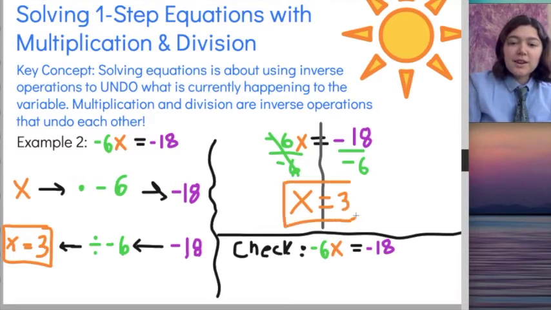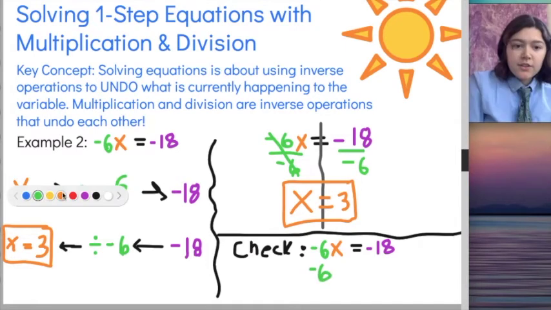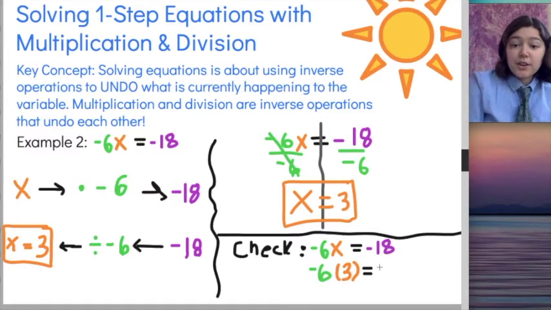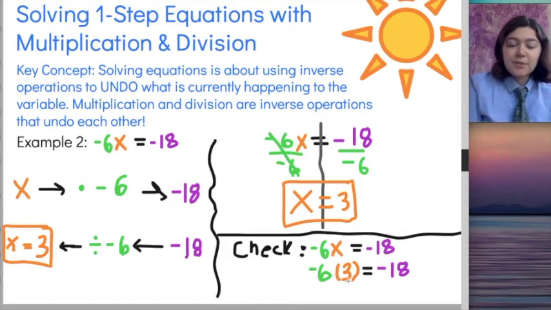So either way, we get x equals 3. Okay, now let's check our work. So I'm going to rewrite my equation, and then I'm going to substitute in 3 for x. And then when I do that, on my left-hand side, I have negative 6 times 3.